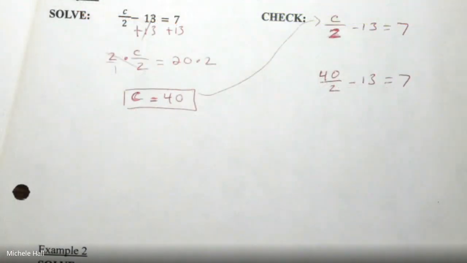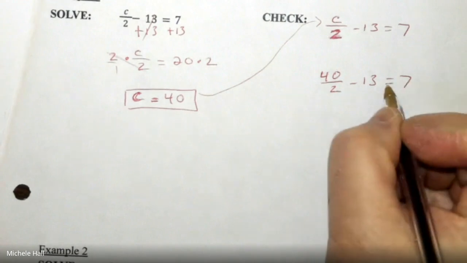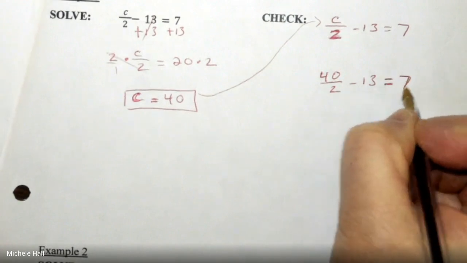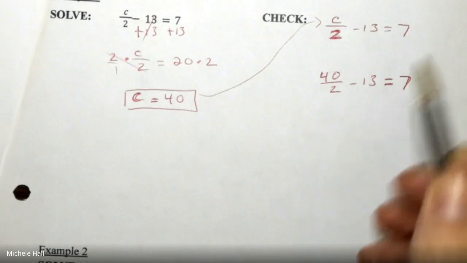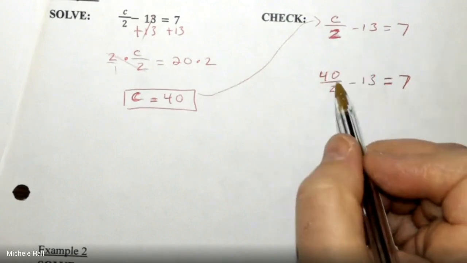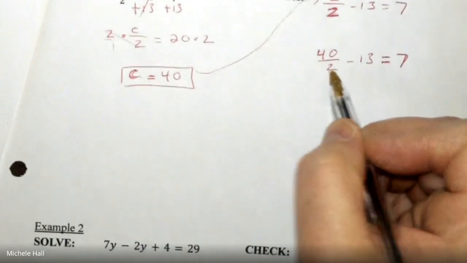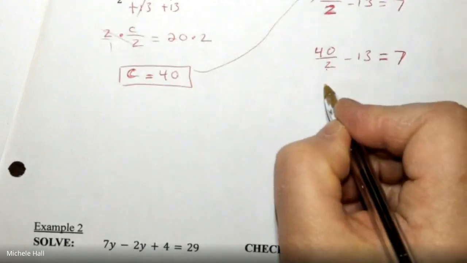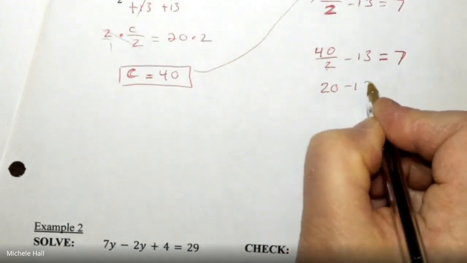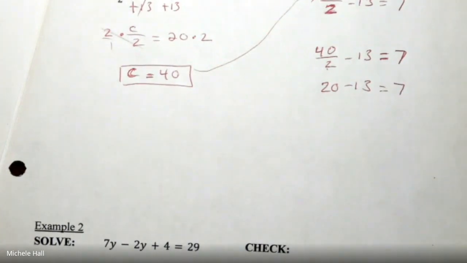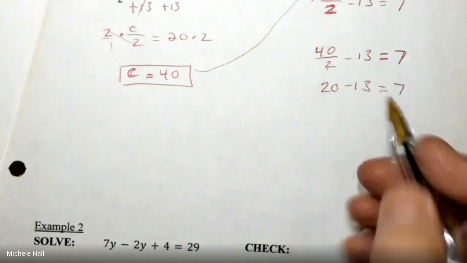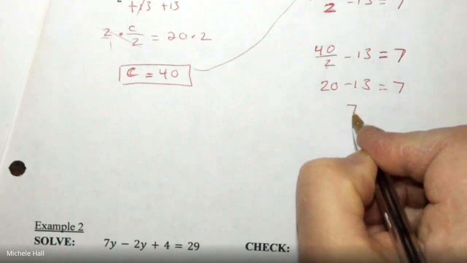Okay, so now I need to simplify. So I know I'm leaving this side. I'm trying to find out if everything simplifies down to a 7. That's what I'm checking right now. So I start simplifying over here. Let's start with 40 divided by 2. What's half of 40? 20. And then I do the last step, 20 subtracting 13. 20 minus 13 is 7.